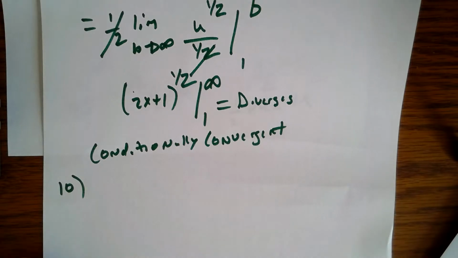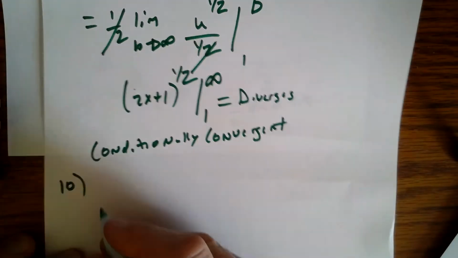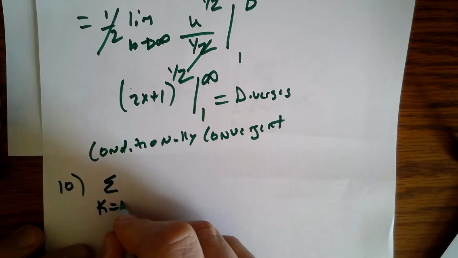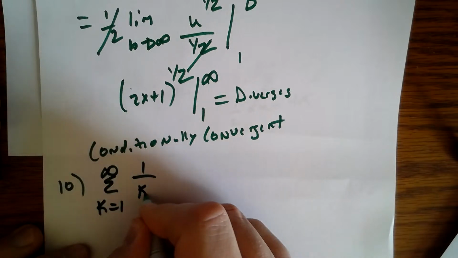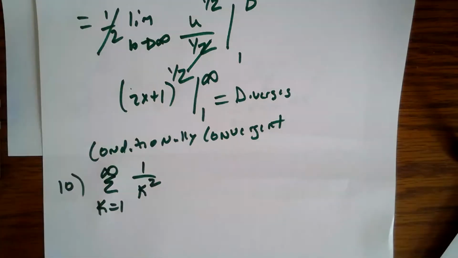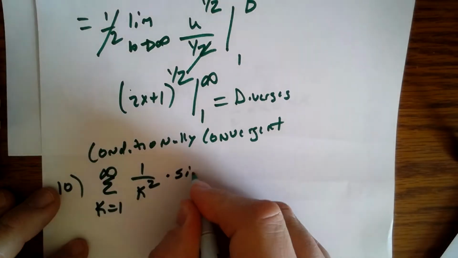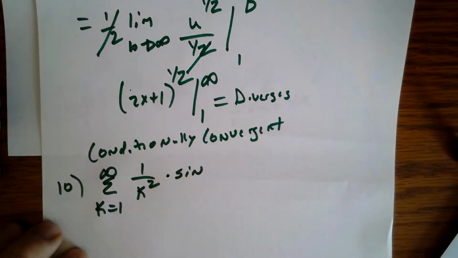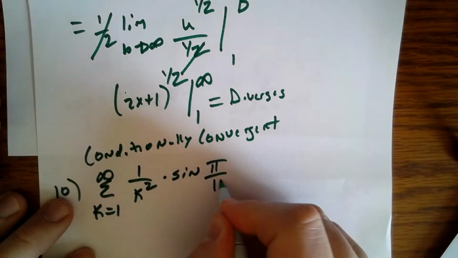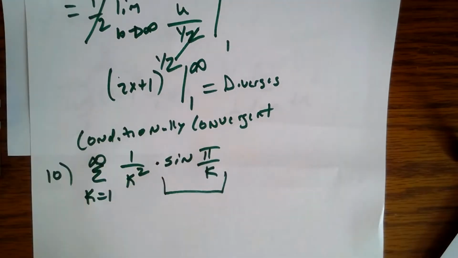All right, number 10. Hannah asked for the sum from 1 to infinity of 1 over k squared sine of pi over k. Okay, now this part may seem scary. So let's make it easier.